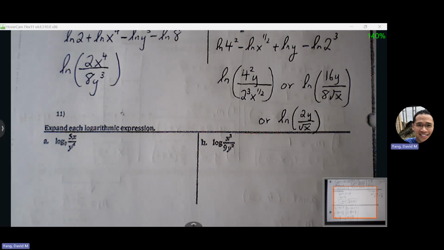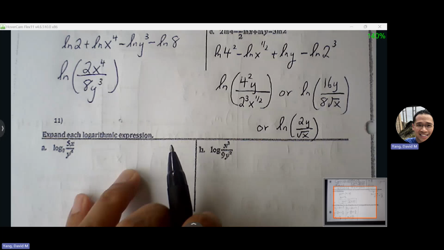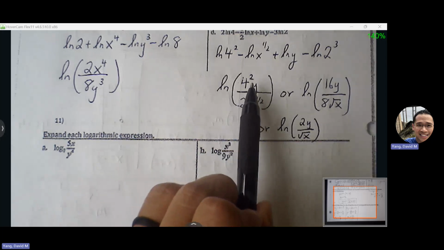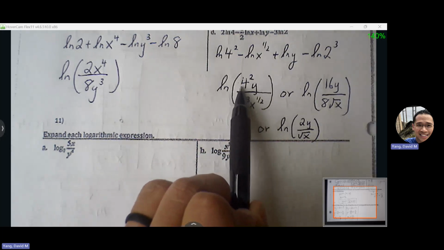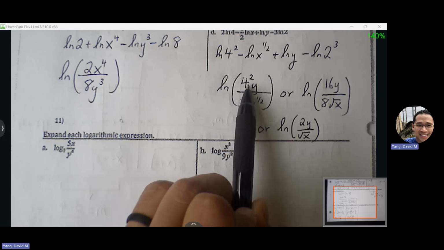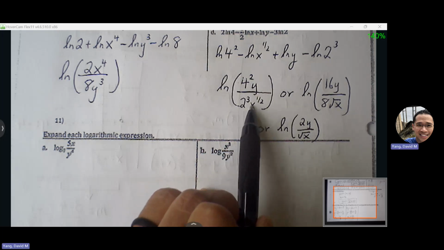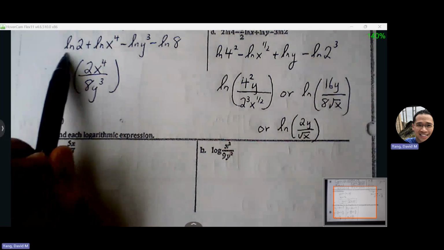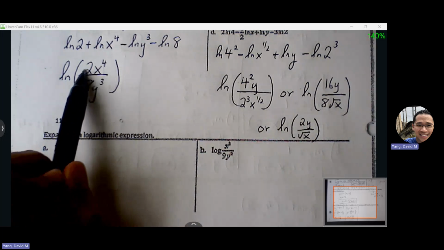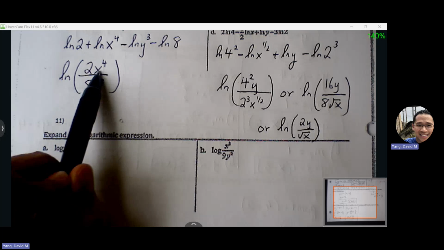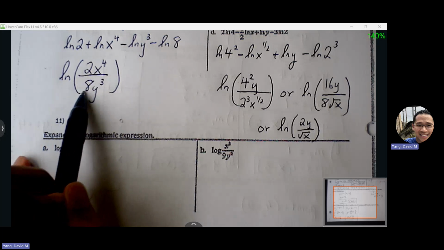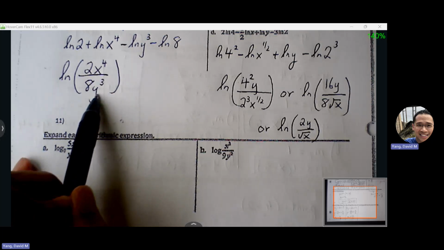When you're expanding, you're going the other direction. So when you're expanding, all the numerators you're putting as plus, and then all the denominators, you're putting a negative sign in front of it. So imagine if you're starting here, this will be natural log of 2 plus natural log of x to the 4th minus natural log of 8 minus natural log of y cubed.